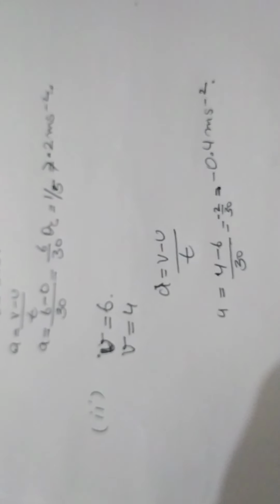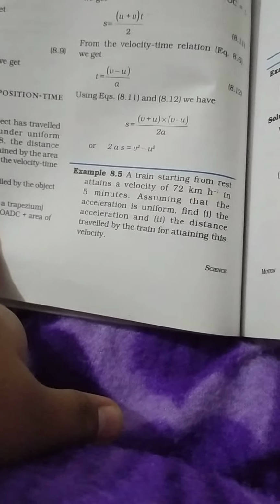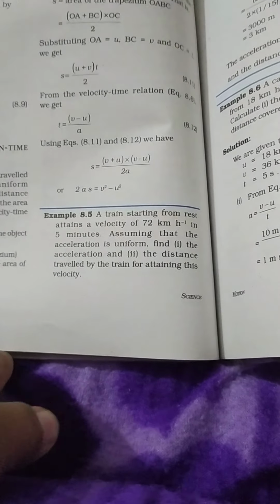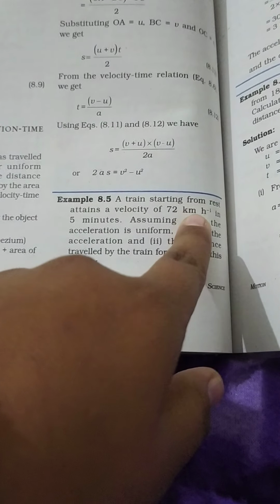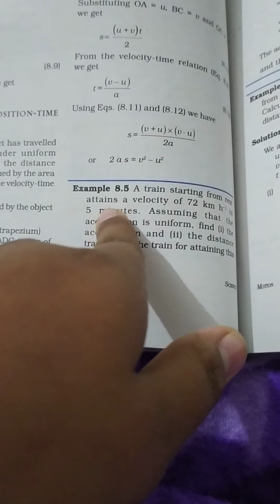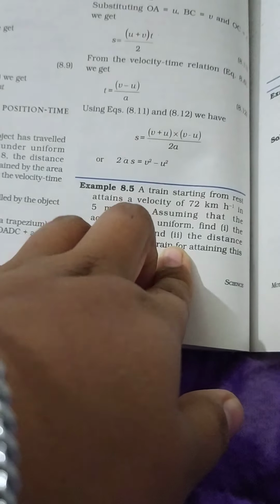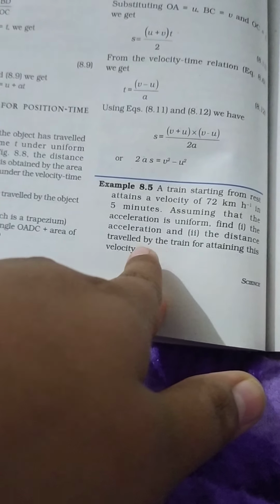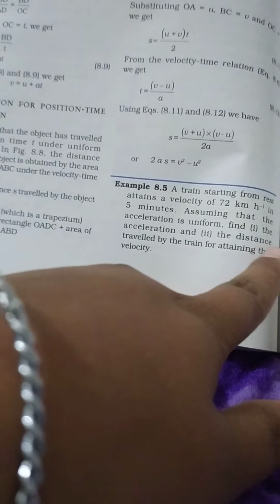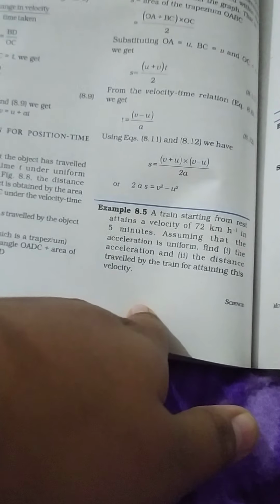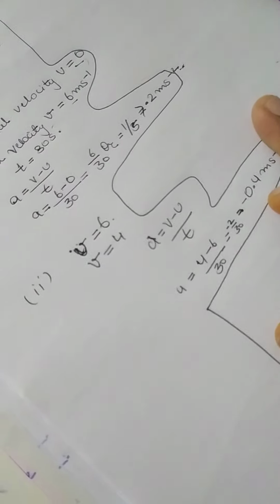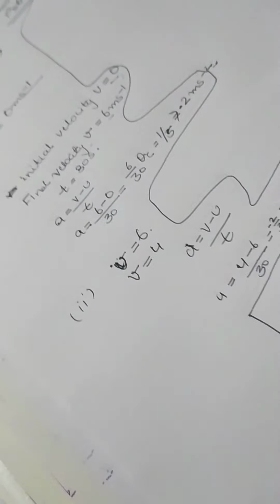This is not a question, this is an example. The next example is: a train starting from rest attains a velocity of 72 km per hour in 5 minutes. Assuming that the acceleration is uniform, find the acceleration and the distance traveled by the train for attaining this velocity. Now we are solving this question, and first we have to write what is given in the question.